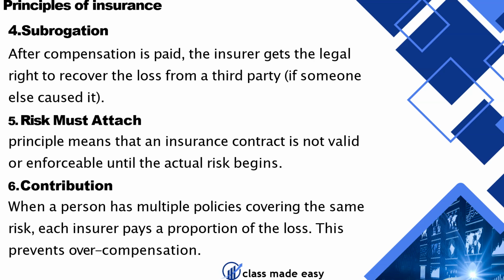Now, number 5 is what we refer to as risk must attach. We are noting that an insurance contract is not valid or enforceable unless the actual risk begins. So you cannot claim for what we do not have as evidence. We need to have evidence that I insured my business for fire and fire has happened. So risk must attach is saying that what you had insured must happen. That also simply means you cannot just go and make a claim and be paid.